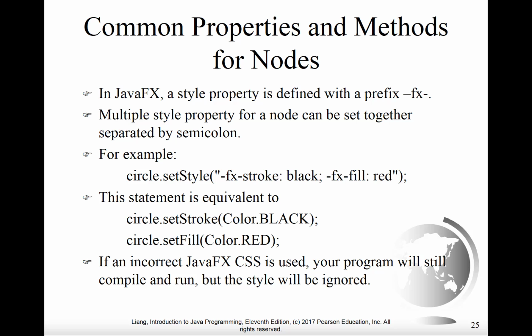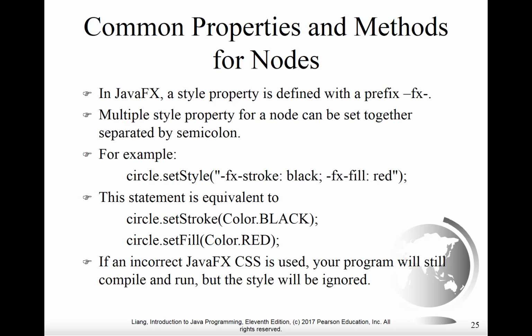It accepts a string that uses the prefix -fx- to specify a particular property, and then a colon, and then the particular value that you wish to apply to that particular property. Many such combinations of property names and property values can be included in a single string, delimited each by a semicolon. We have an example of that on this slide. We have circle.setStyle, and then the argument is a string argument consisting of setting two different properties. There's a single semicolon between those two.